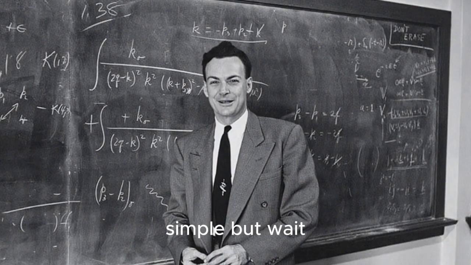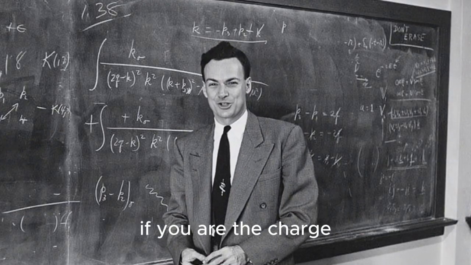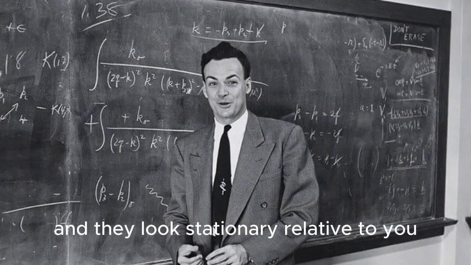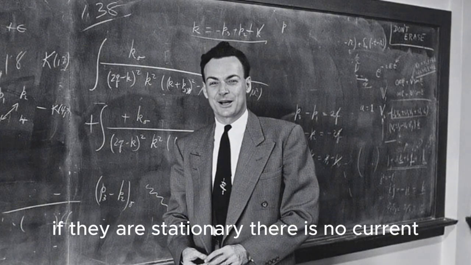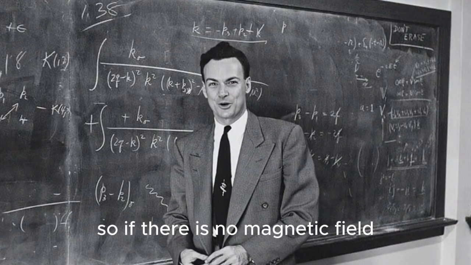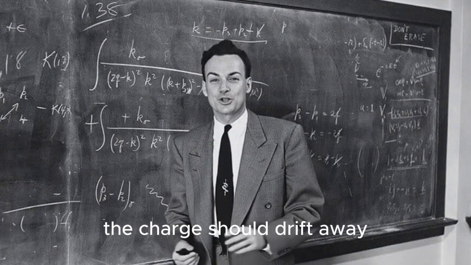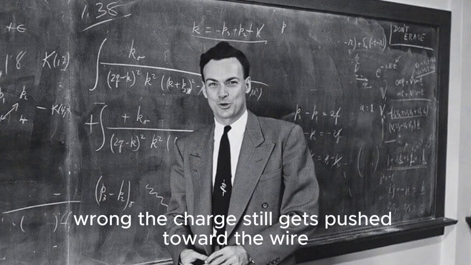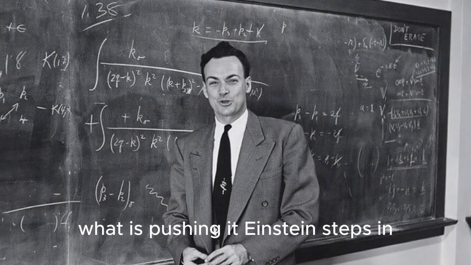Simple. But wait, let's look at it from the perspective of the moving charge. If you are the charge, you are looking at the electrons in the wire, and they look stationary relative to you because you're moving at the same speed. If they are stationary, there is no current. If there is no current, there is no magnetic field. So if there is no magnetic field, the force disappears, right? The charge should drift away. Wrong. The charge still gets pushed toward the wire. But how? If the magnetic force vanished, what is pushing it?